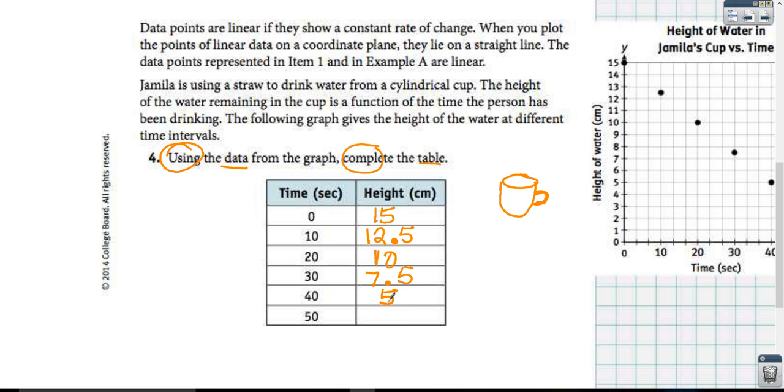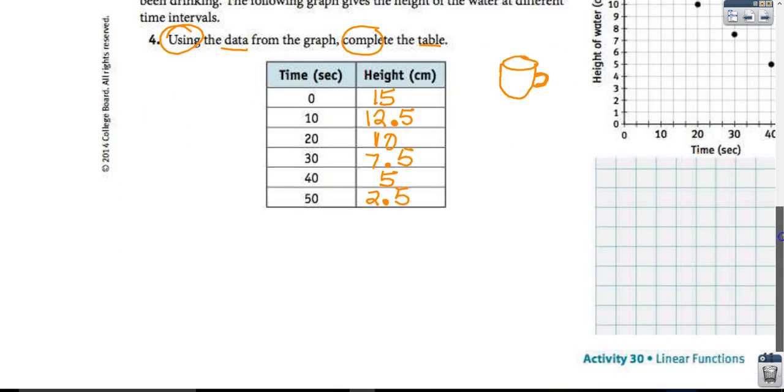Okay, and then for my last one, I can't see it, so give me a second so I can look at my actual book. I bet you can do this without me. But you can beat me to it, actually. Okay, my last one is 2.5 because that's between 3 and 2. All right. I think that's everything on this page.